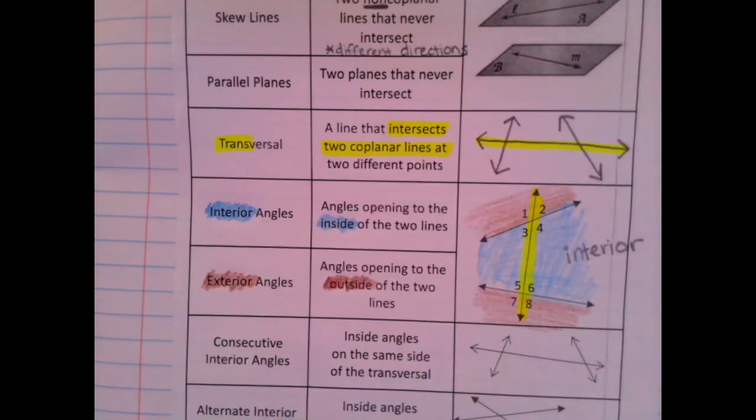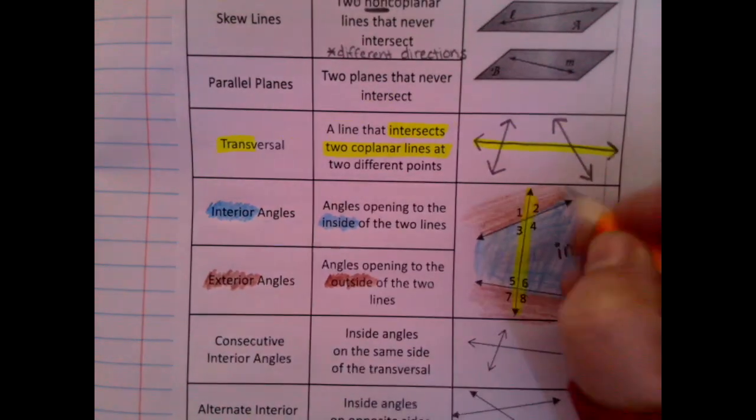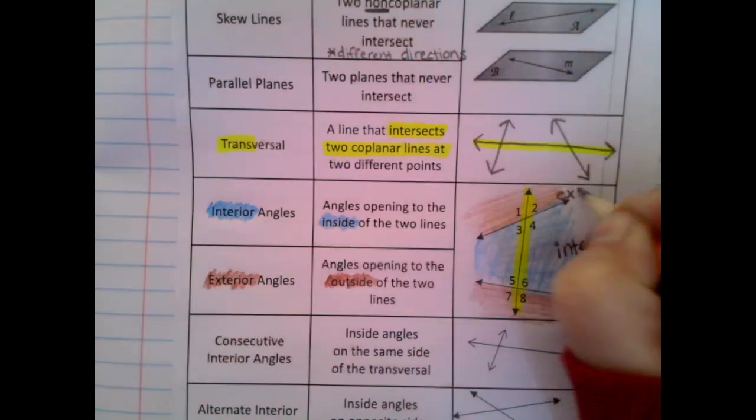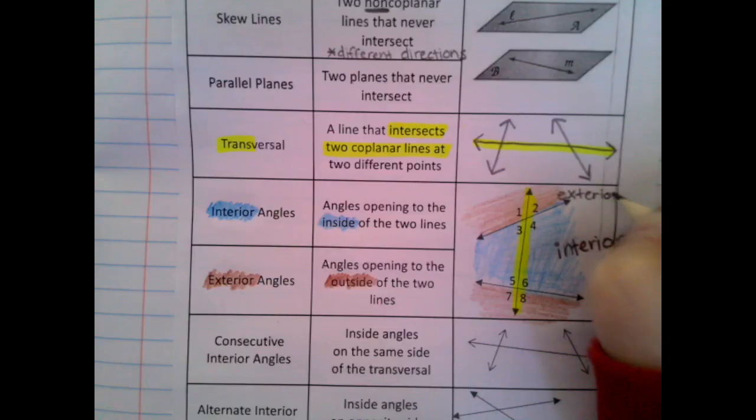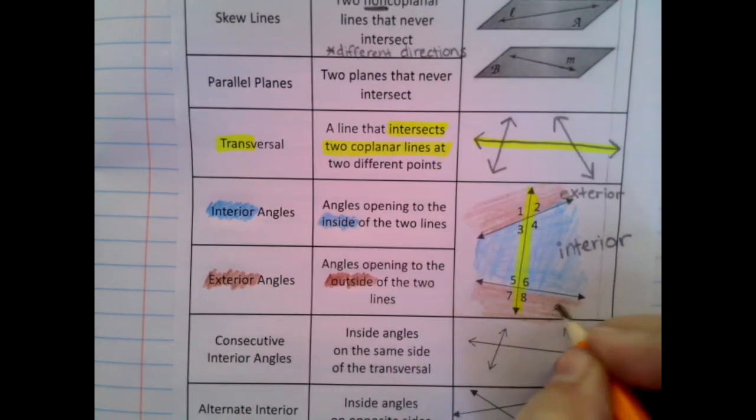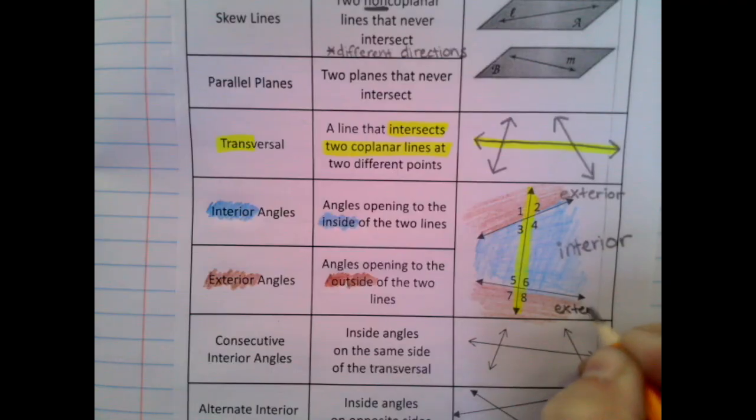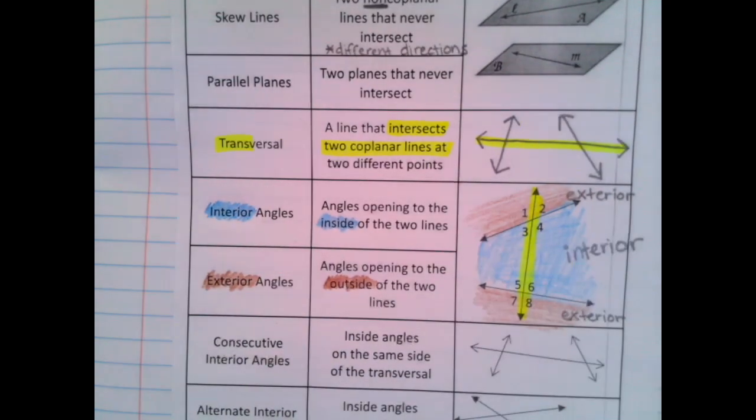Notice how I didn't put 6 and 7 together on purpose. So smart. So here's our exterior, and we also have an exterior down here also. I didn't though. I said 6 and 7.